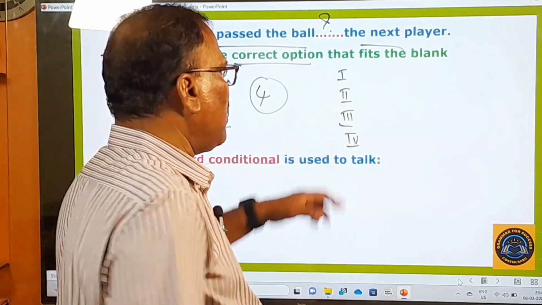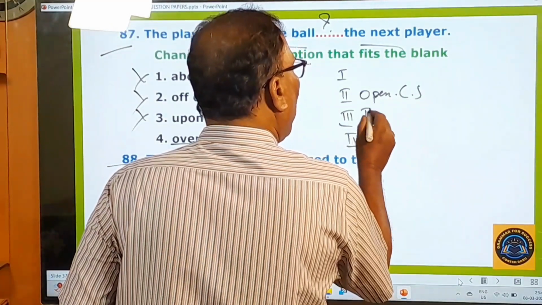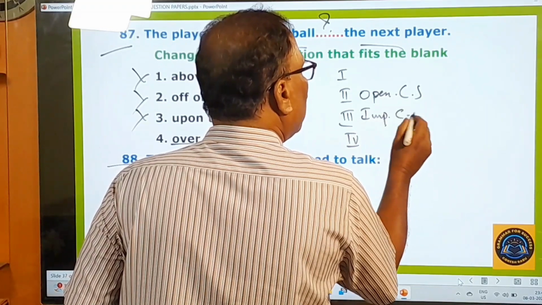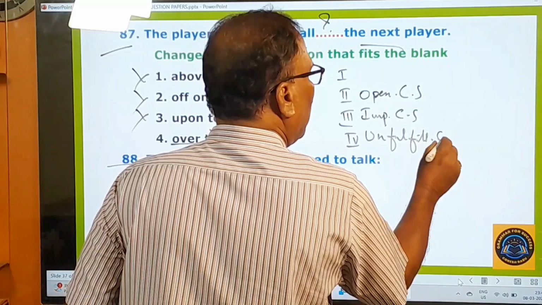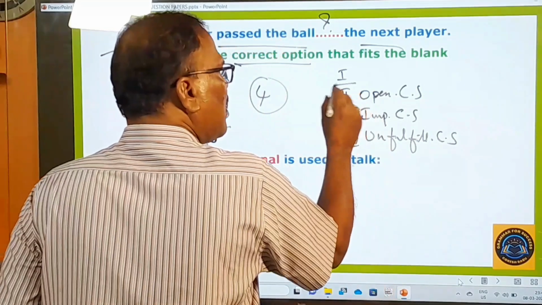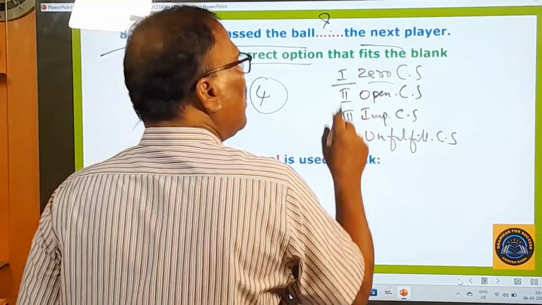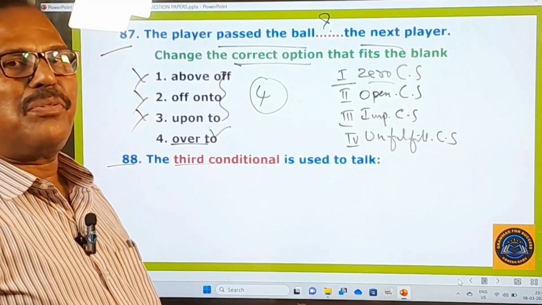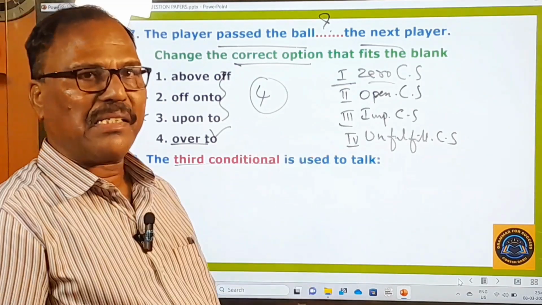Open conditional sentences, impossible conditional sentences, unfulfilled conditional sentences, and here this number one is the zero conditional sentence. These zero conditional sentences are generally used to indicate universal truths and general facts and all that.